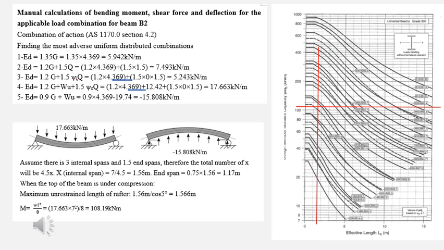Then we decide to use number 4 and number 5 because they're the largest. Number 4 is for when the top is under compression, and number 5 is outwards when the bottom is under compression. So we can calculate the bending moment of top and bottom compression using the formula M equals WL squared over 8. And we assume that we used a universal beam 410 UB 59.7. We check the bending moment, the shear, and the deflection with our calculations in the next slides.